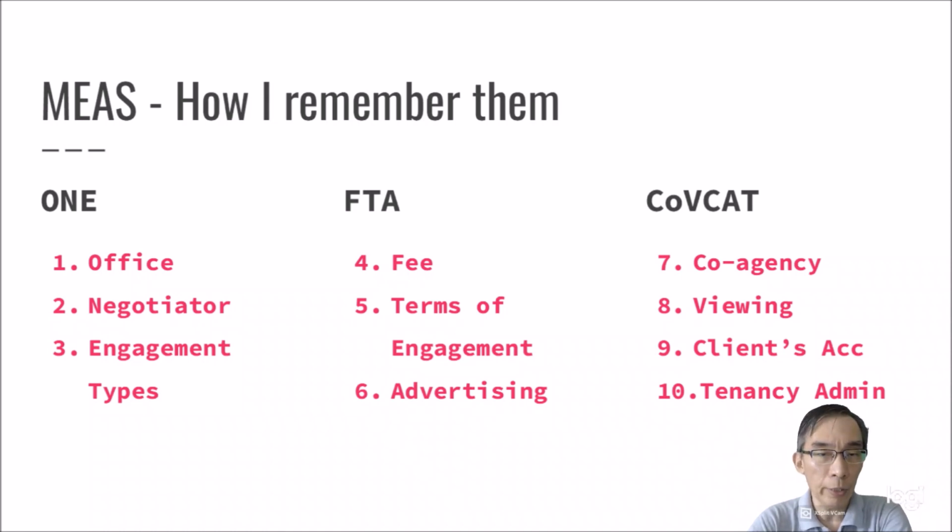So give them abbreviations. ONE is 1, then FTA in the middle, and the last is COVCAT. So 1 FTA COVCAT. That is the way I remember. So 1 is O means office, N means negotiator, E means engagement. The first engagement is type of engagement.